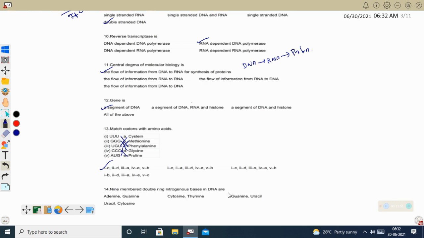We know the DNA consists of two different types of nitrogen bases. One is a single ring structure, another one is a double ring structure. In this, the 9-membered is the double ring structure. The double ring structure is purine, and purines are adenine and guanine. So here the correct option is A.